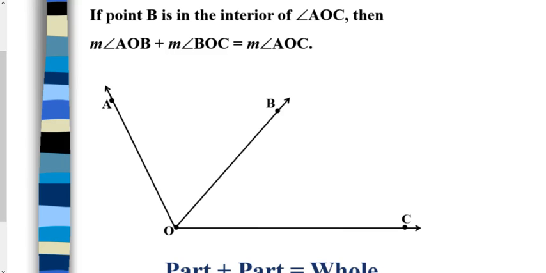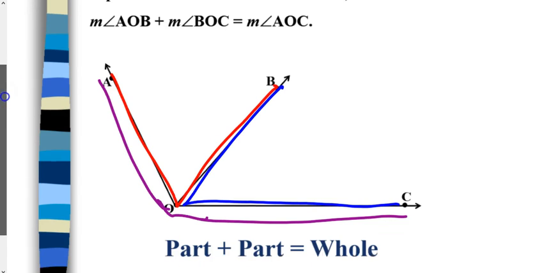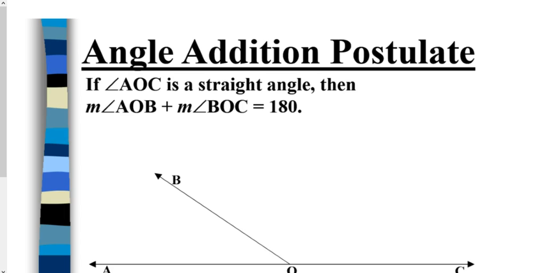Therefore, AOB plus BOC equals AOC. Again, same idea as from segment addition, just now with angles. And again, we talk about part plus part equals whole. So, angle addition postulate.